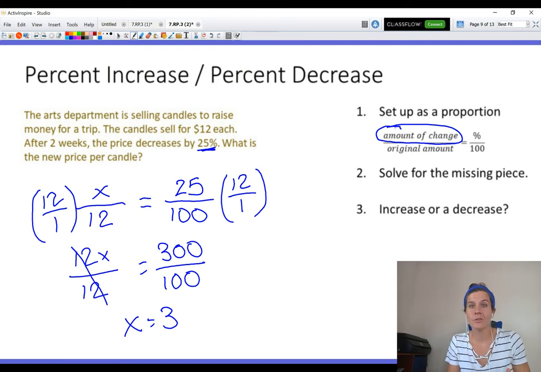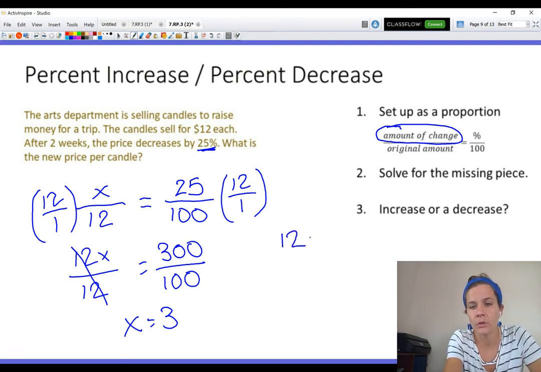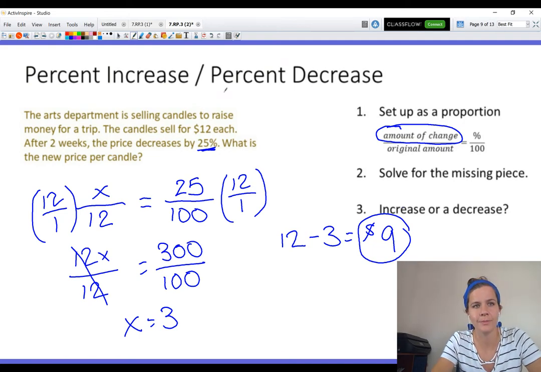Does that answer the question? It does not. It asks us what's the new price of the candle. So we have to take the original amount, subtract the 3, the decrease, to get to 9. The new price of the candle is going to be $9.